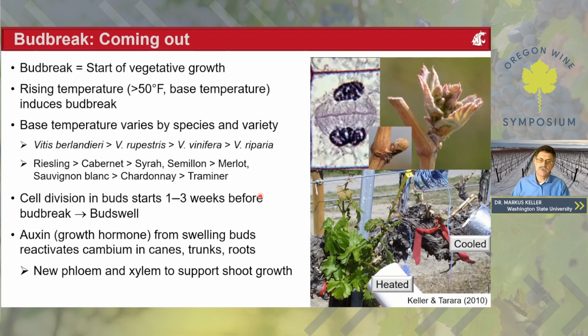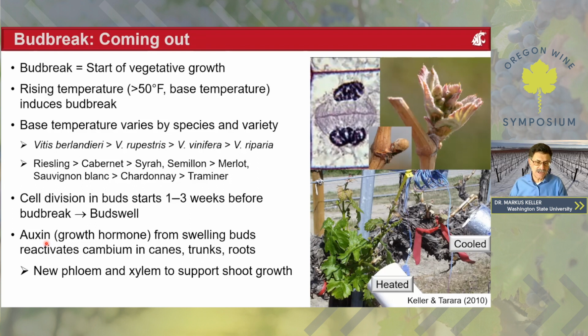Cell division in the bud starts about 1 to 3 weeks before bud break, and this is how we see buds swell. The buds are swelling because their cells are dividing, they're pushing out of those bud scales. And then we have auxin, the growth hormone auxin, being formed by those swelling and breaking buds, which reactivates the cambium and produces new phloem and xylem in the trunk and in the cane, supporting the new shoots for their new growth.